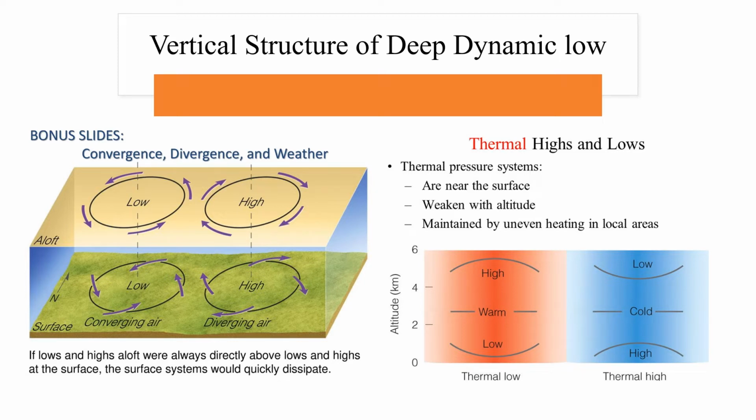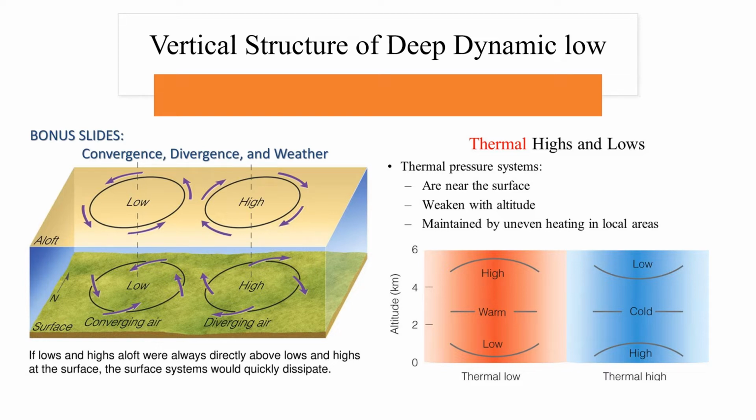Starting with the vertical structure of deep dynamic lows. Thermal pressure systems are shallow systems that are typically weaker with increasing height above the surface. As we know, with increasing altitude, the pressure actually decreases. That's thermal pressure systems actually weakening with increasing height above the surface.